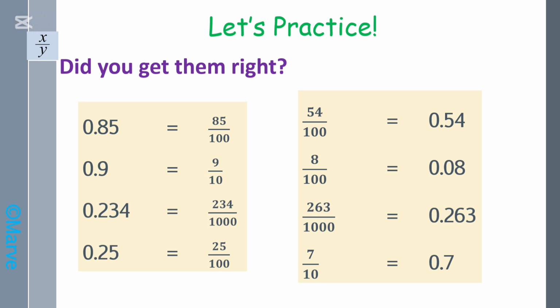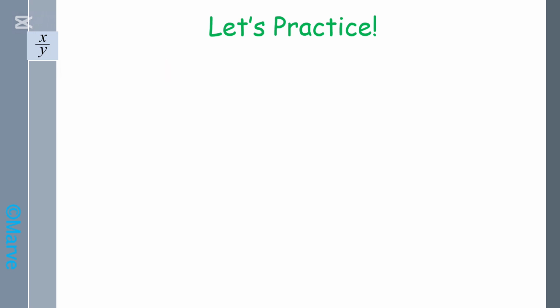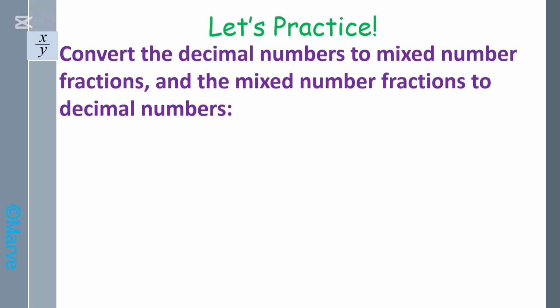And then 7/10 is just a tenth. The tenth, that's the place value immediately after the decimal point. So immediately after the decimal point, you have the tenths, and that's 0.7. Okay, let's check another one. Now convert the following decimal numbers to mixed number fractions, and also the mixed number fractions to decimal numbers.